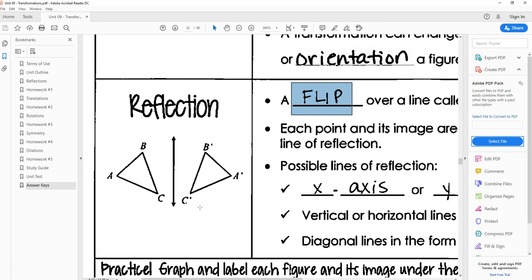Now what we used to do, if they gave you the image already on the graph, I always felt like the easiest way to do it would be to count how far away B or C or A is from the line of reflection, and then just count the same number of units in the opposite direction. So for example, if to get from this B to my line of reflection it was 5 units this way, I would count 5 units the other way to get to my new B. And that's essentially what we did.